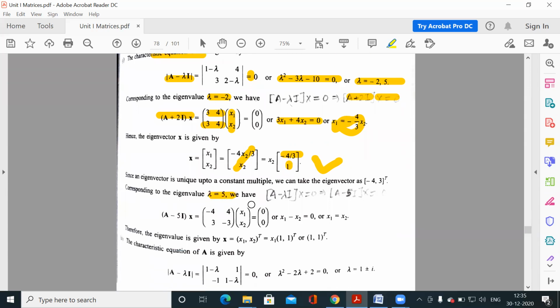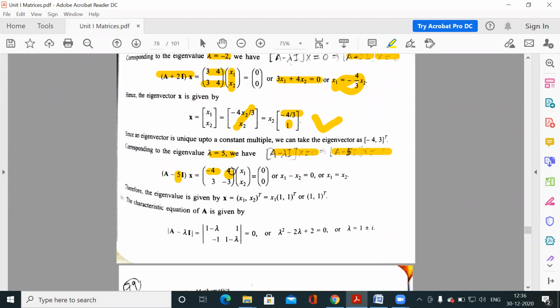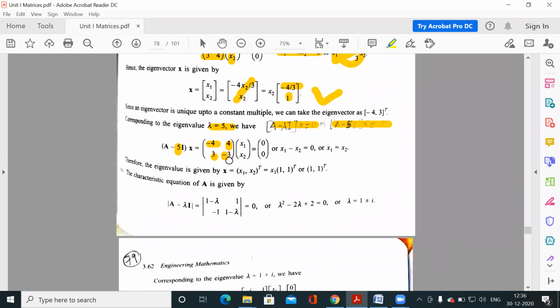Similarly, for the next eigenvalue, lambda is equal to 5, you have to solve (A minus lambda I)x is equal to 0, so (A minus 5I)x is equal to 0. Now you have to subtract 5 from the diagonal elements of A. What was the matrix? 1 4 3 2. So 1 minus 5 is minus 4, 4, 3, and 2 minus 5 is minus 3. Again you have to make this in echelon form. Make the 3 into 0 using minus 4: multiply here by 3 by 4 and add these rows. So this row would be 0.